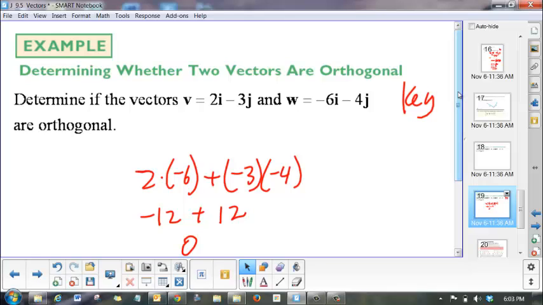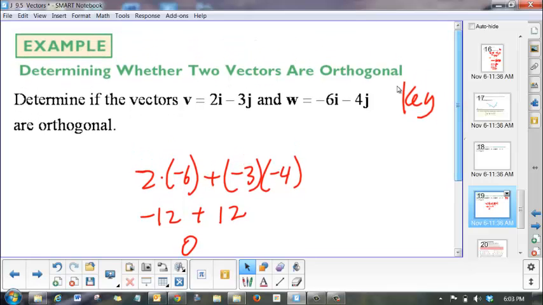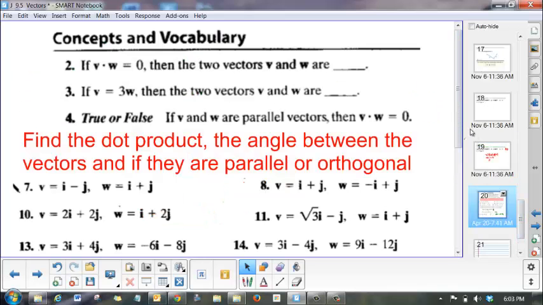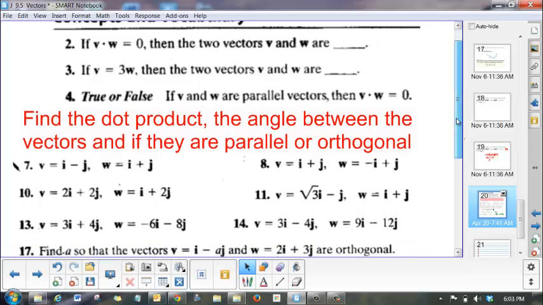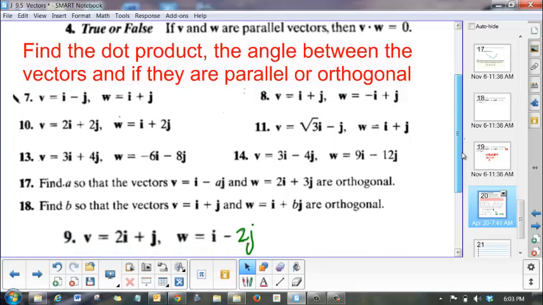So you can tell easily if it's orthogonal, they form a 90-degree angle. Parallel, they form 180 degrees. And then the other angle is just between 0 and 180. That's the lesson. Not too bad, really. The formulas will be given on the assessment, so you can try that.